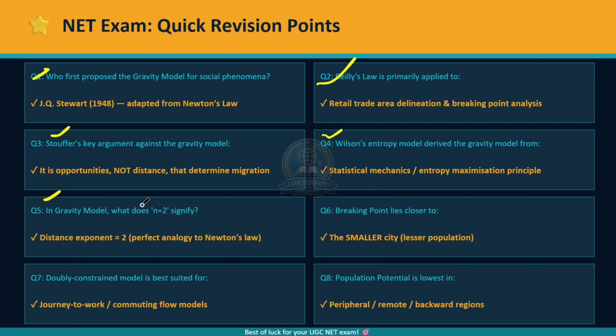In the gravity model, what does n equal to 2 signify? Distance exponent equal to 2, a perfect analogy to Newton's law. The breaking point lies closer to the smaller city, the one with lesser population. The doubly constrained model is best suited for journey to work or commuting flow models. Population potential is lowest in peripheral, remote, and backward regions.